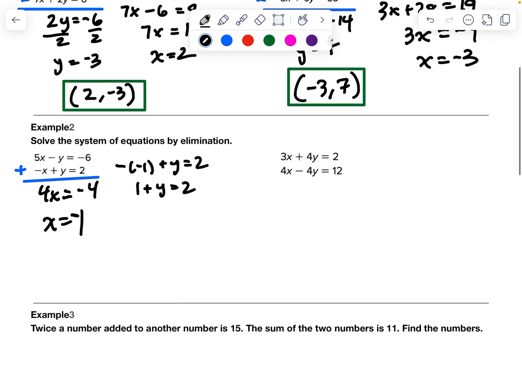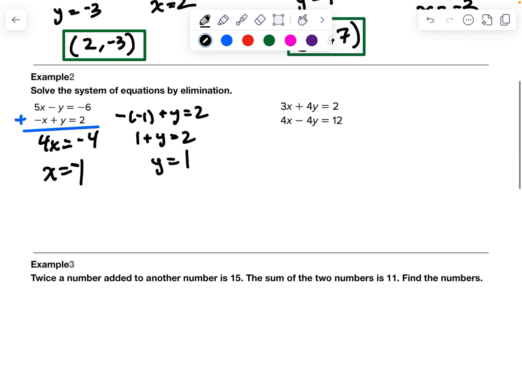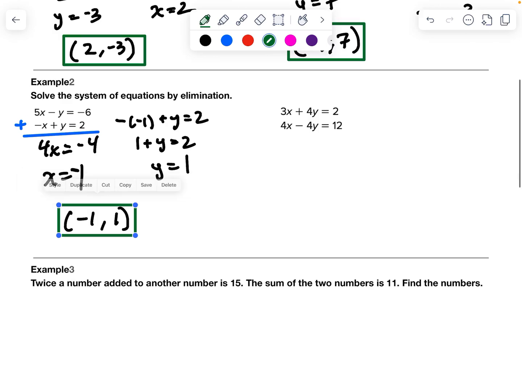Subtract 1 from both sides, y equals 1. So my ordered pair solution is negative 1, 1. Remember, if you're doing a question like this and you're unsure when you're done, you can go to Desmos and see if you did it right. It's a great idea.